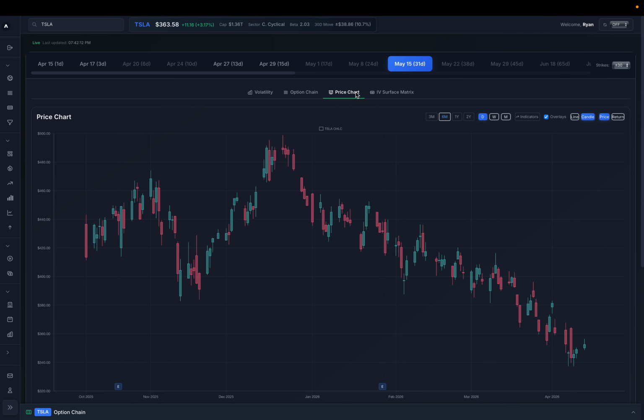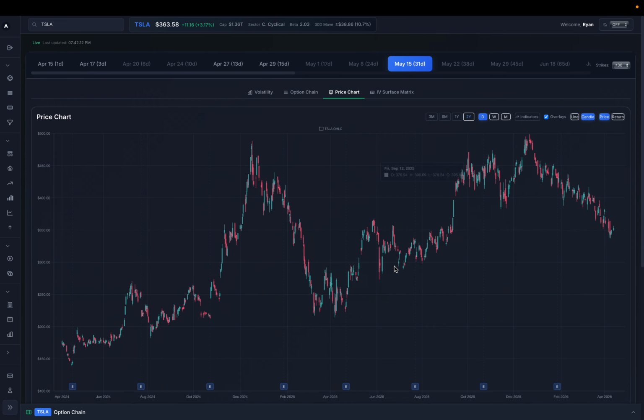So this is just a generic view of price. We overlay the earnings within that. So at the bottom here, you can see there's an earnings tab, and you can see what the post earnings move was. So if you want to trade around earnings, you can come back to this tab and you can kind of see what the previous earnings moves were.